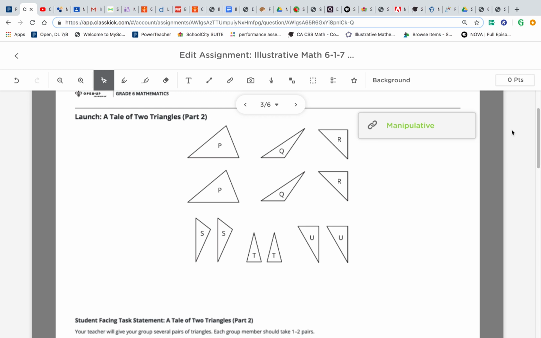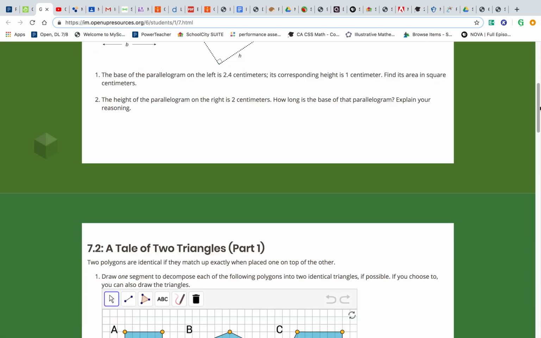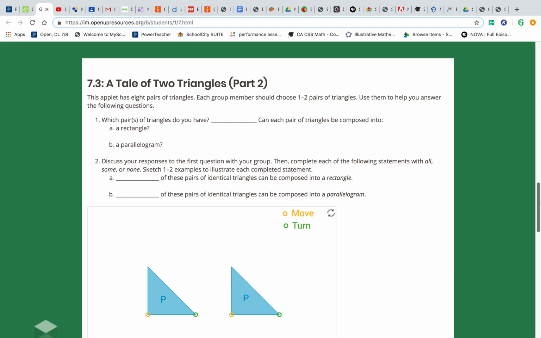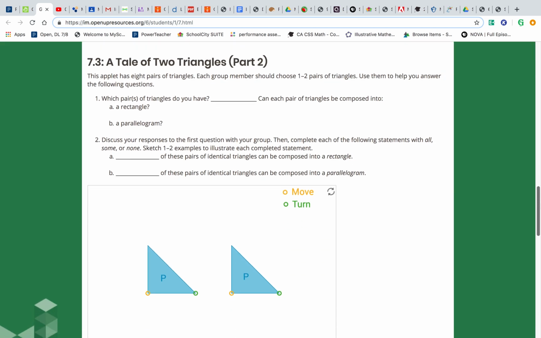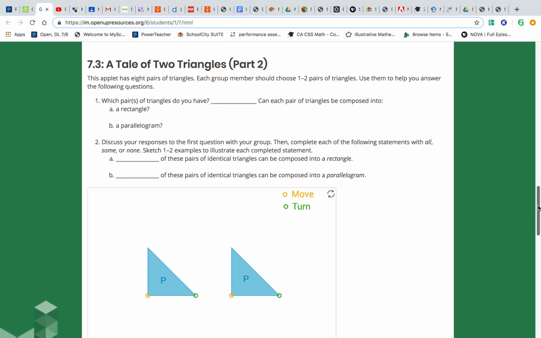For this one here, we're going to use the manipulative. So you can click on the link there and we'll scroll down to part two right here. Okay, so the idea here is instead of breaking down a parallelogram or a rectangle into two triangles, we're going to work the other way. We're going to take two triangles and we're going to compose them back into four-sided figures like rectangles and parallelograms.